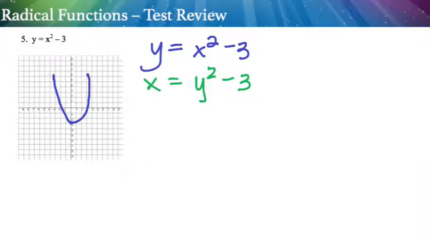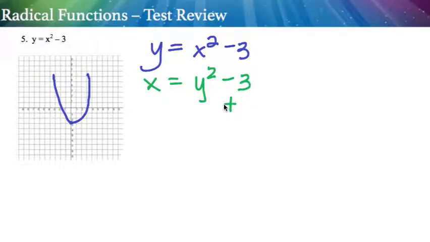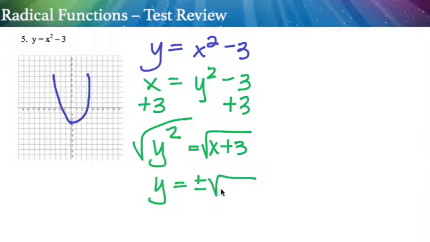Okay. Now for my new equation, it doesn't look quite right. I need to add the 3 on the other side, right here. Okay, and then I'll have y squared equals x plus 3. Okay, to get y by itself, I need to square root both sides, and that's going to give me y equals. Now, when you square root something, you're supposed to do a plus minus, which is actually what we really want.